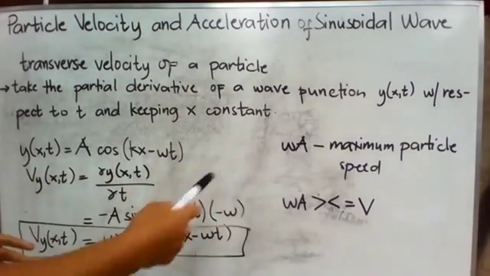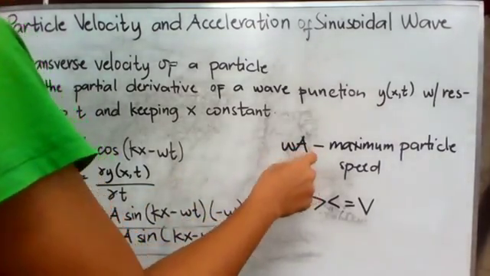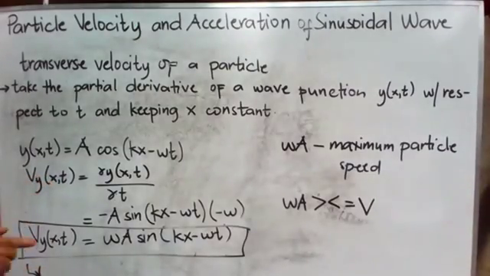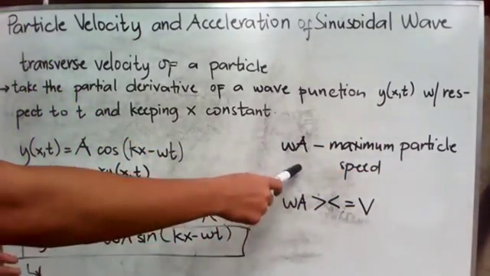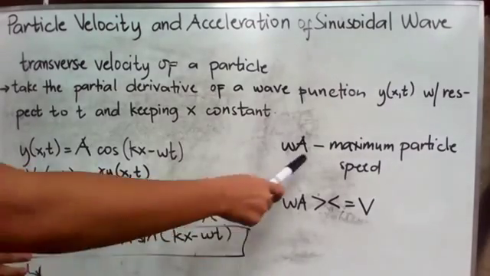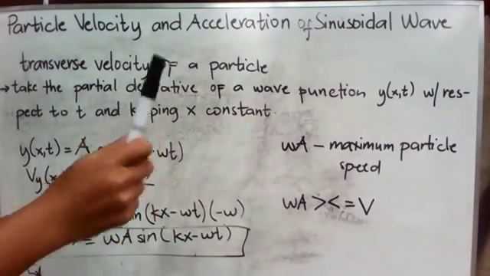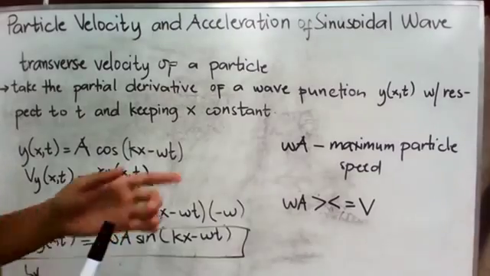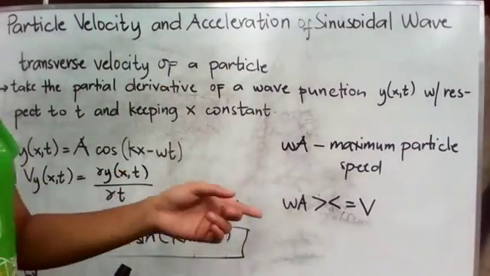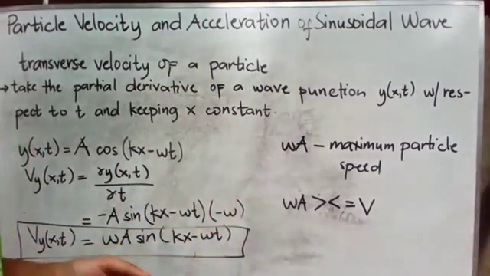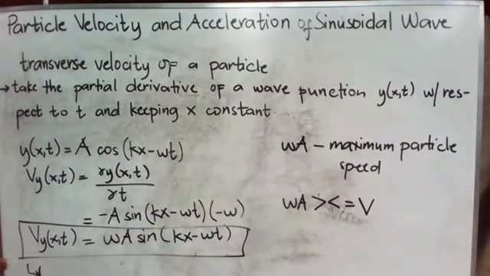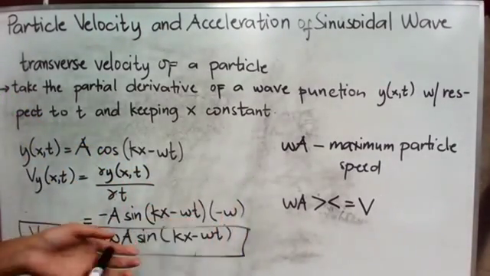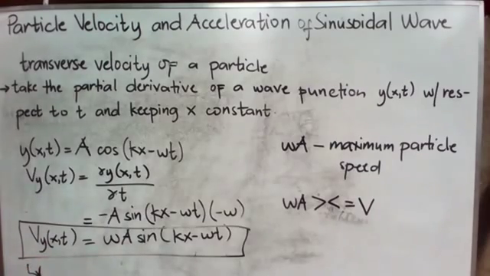So ω times A, the amplitude, is what we call the maximum particle speed. The maximum particle speed, ωA, could be greater than, less than, or equal to the wave speed, depending on the value of our frequency and amplitude.